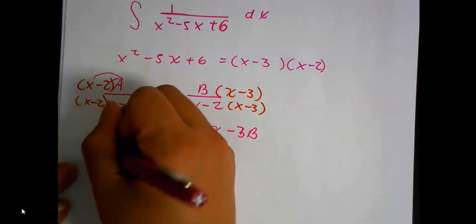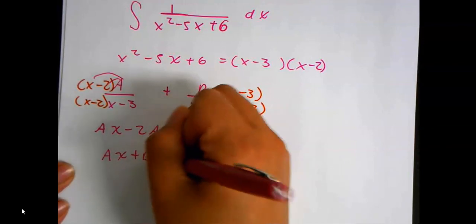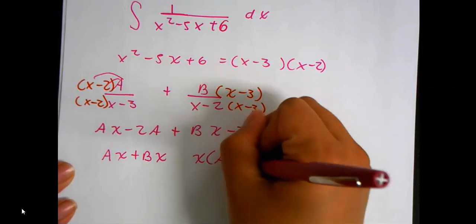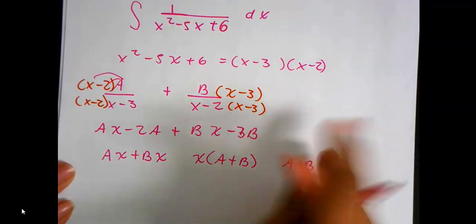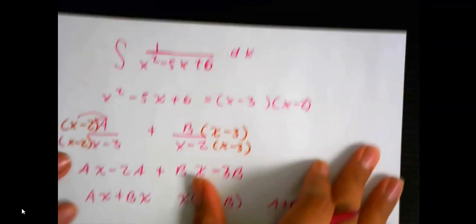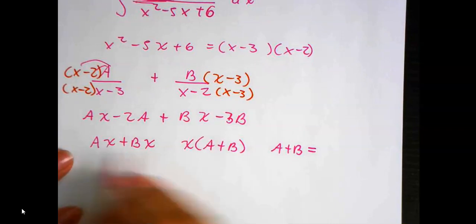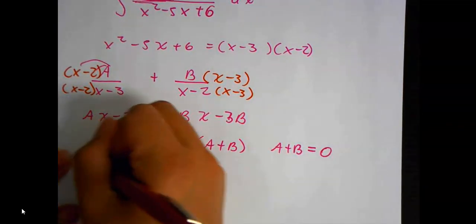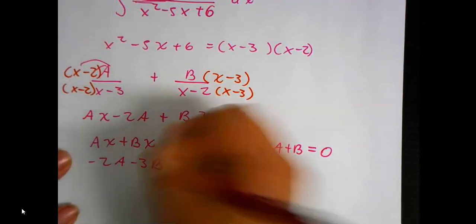I'm going to group my x's. It's going to be Ax plus Bx. I'm going to factor out the x, so I have A plus B. Is there any x in the numerator? There's no x in the numerator, so for the x's, I'm going to put a 0. Now I'm going to continue with the numbers. I have negative 2A minus 3B.